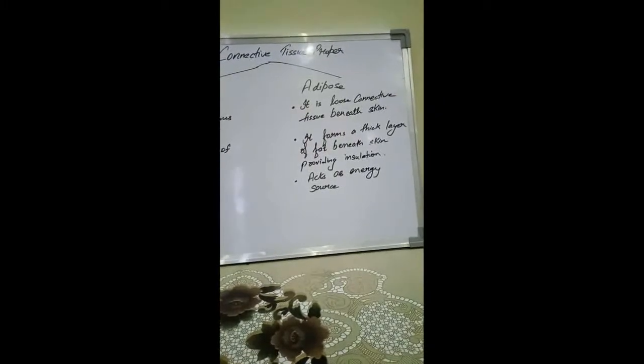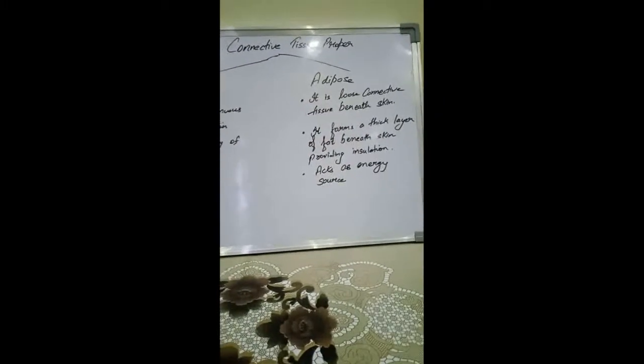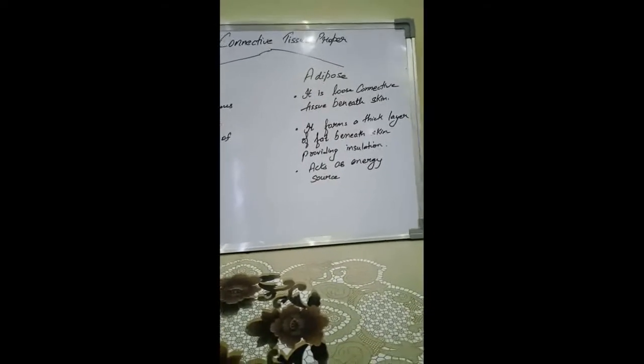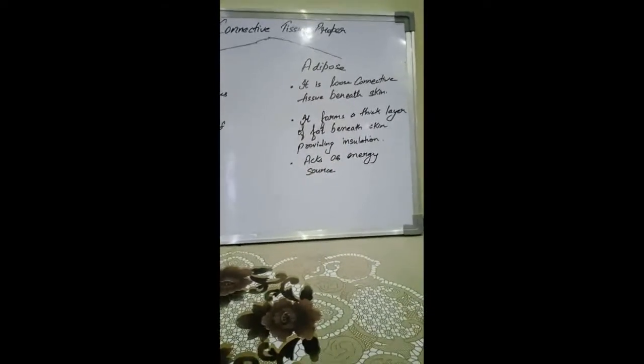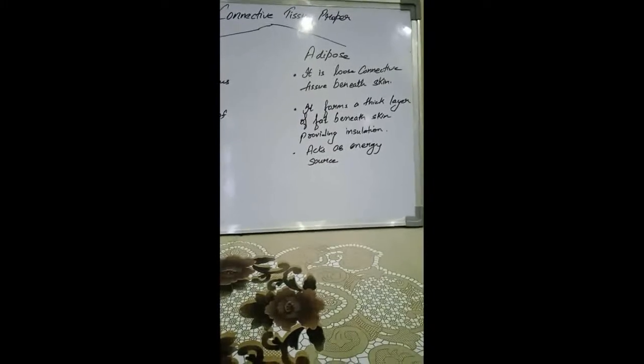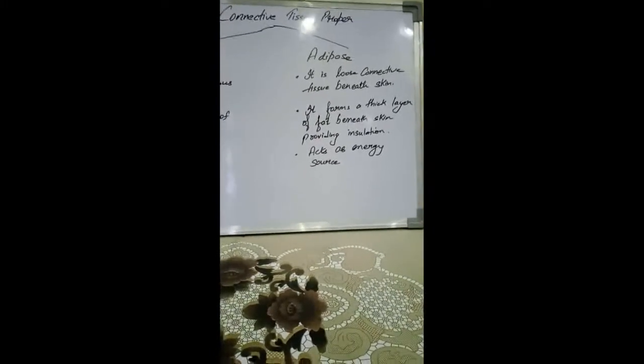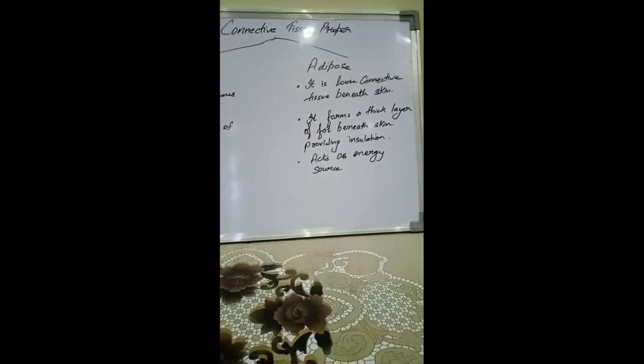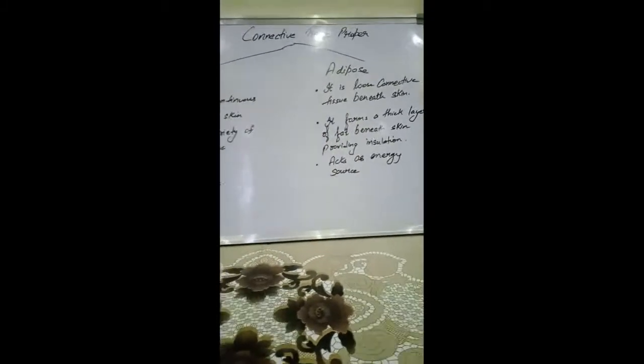Next is your adipose tissue. It forms a thick layer of fat beneath the skin which provides insulation to the body. The question is very important: which tissue helps in storing fat? That is your adipose tissue. It is helpful in the storage of fat because it forms a thick layer of fat beneath the skin.